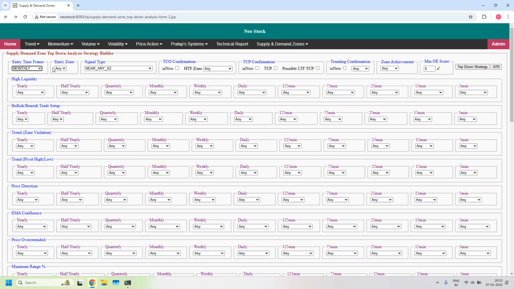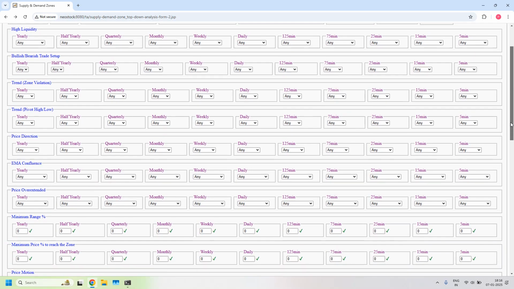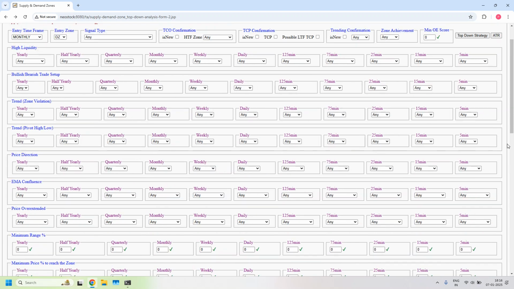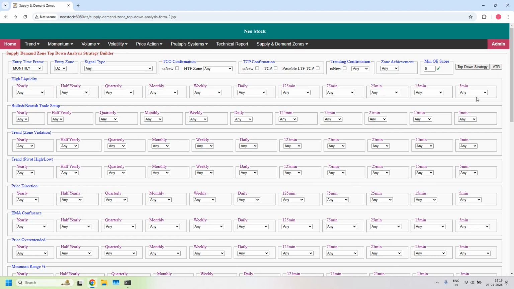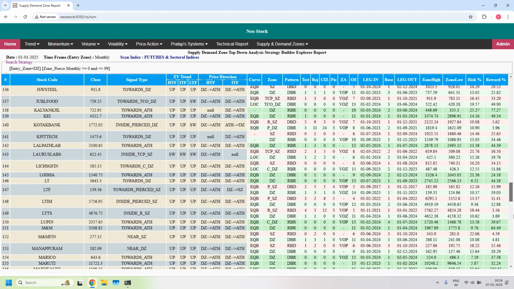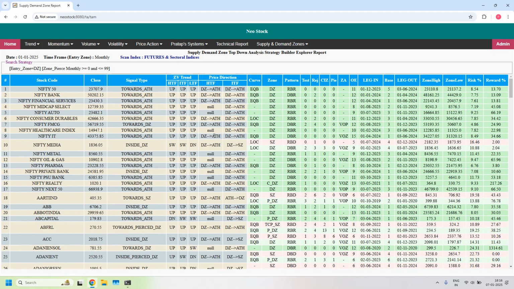Next, monthly time frame. The monthly demand zones should be pierced. We want pierced monthly demand zones. So in the pierced count at monthly time frame, minimum value I am setting 0, maximum value some big number, I am giving 99. You won't get that many pierced counts. I think it's not right. I think some problem is coming.